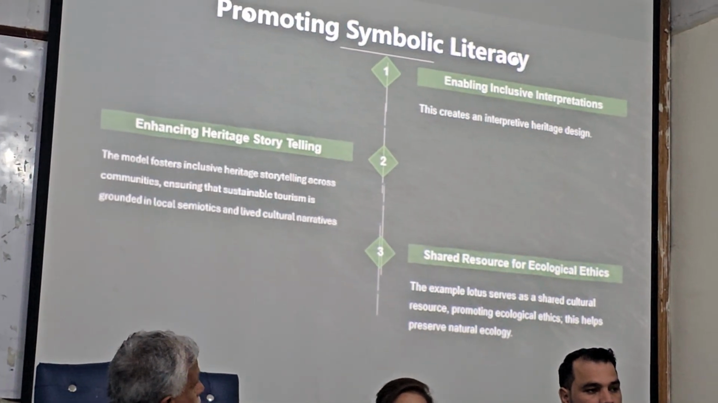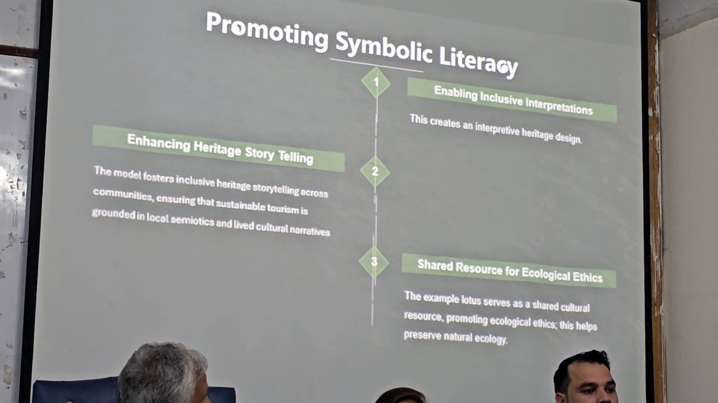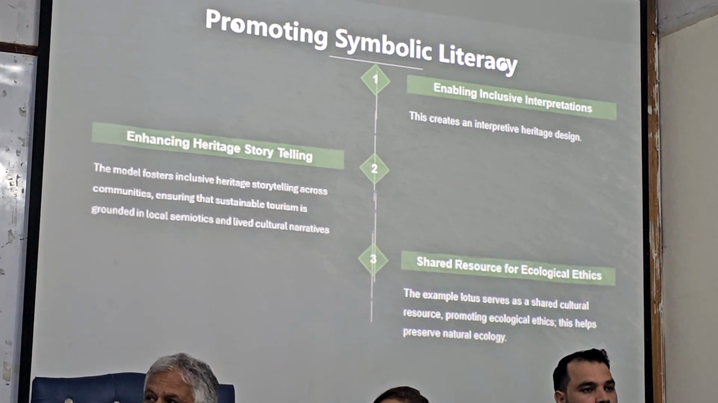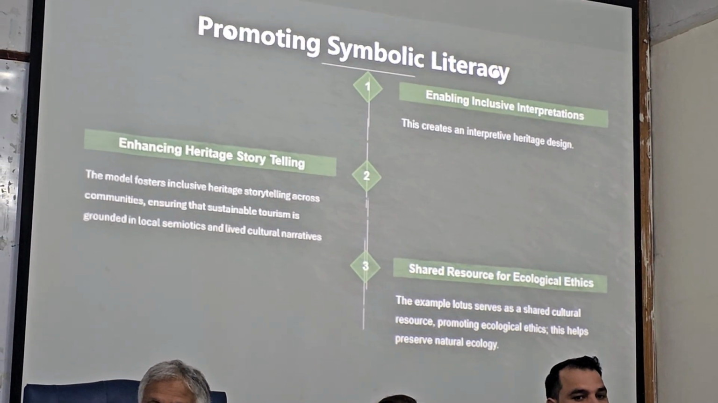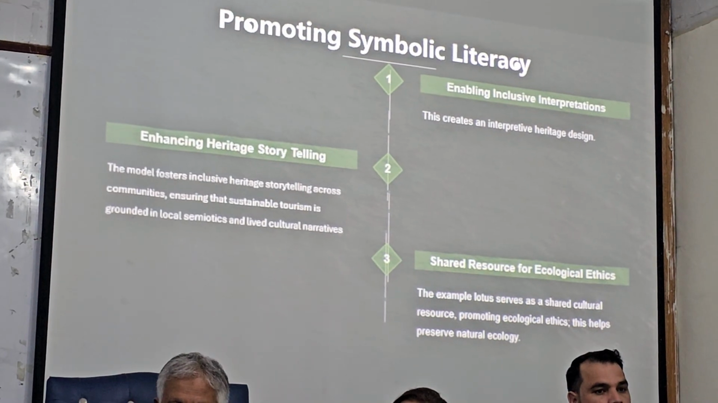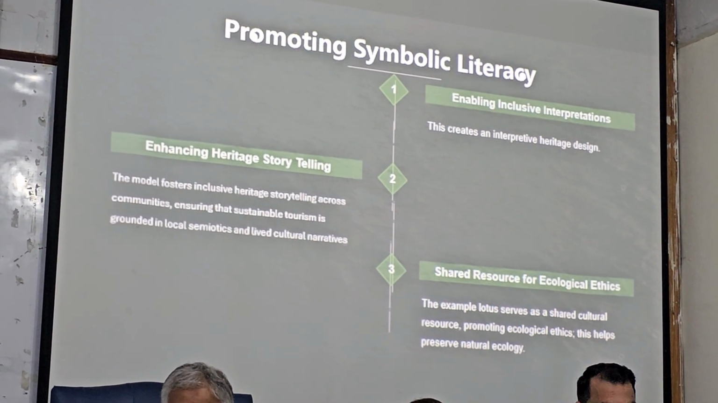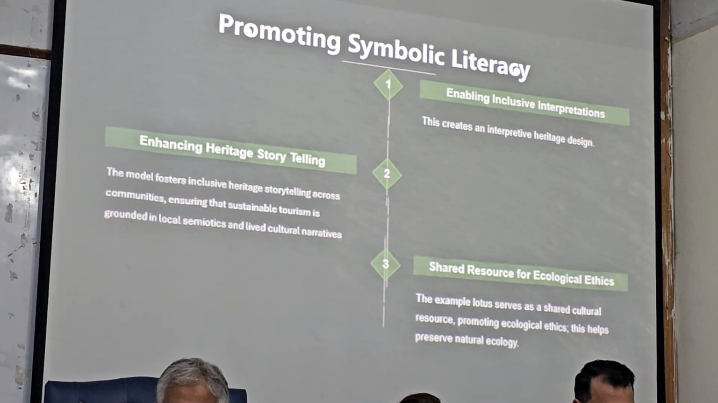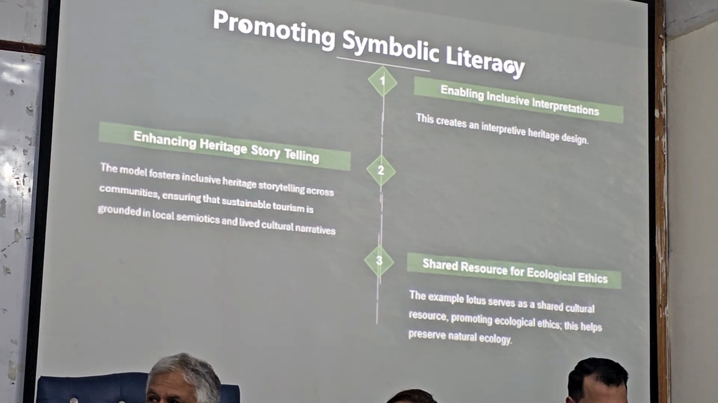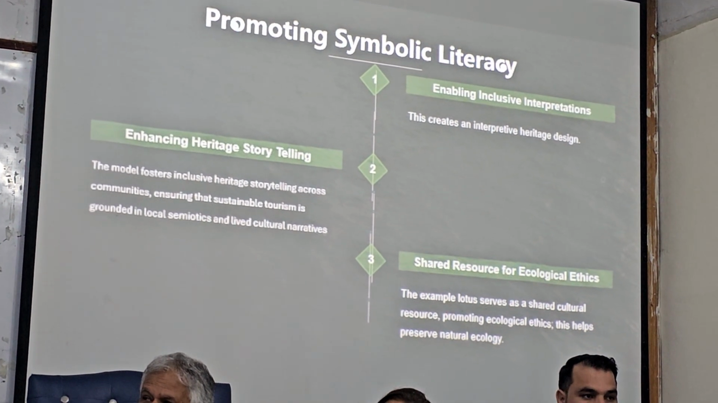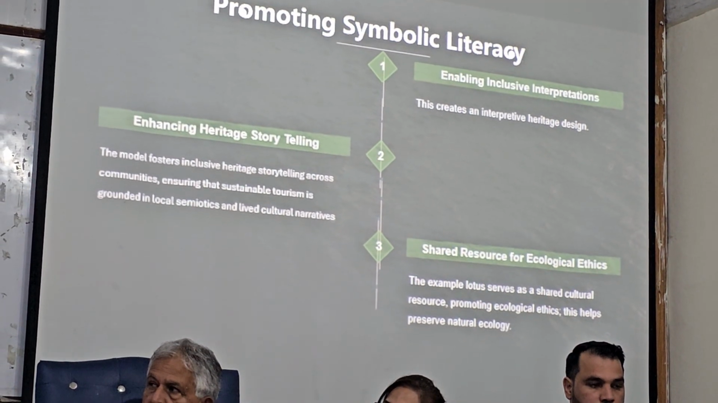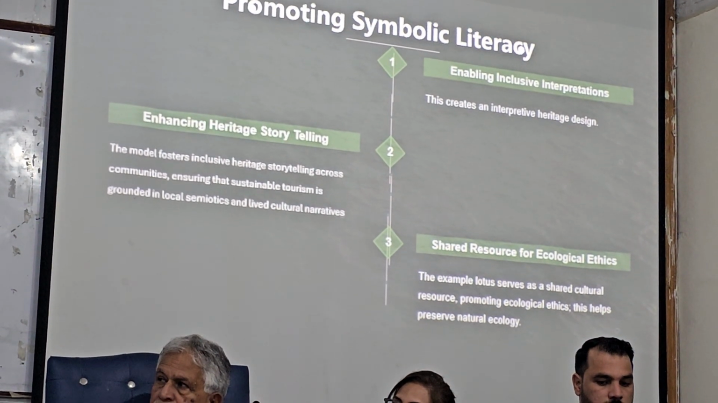Here we speak about the contemporary concept, enhancing inclusive interpretations. Since we don't have accurate models for symbolism or the interpretation of symbolism, this framework provides an interpretive inclusive model for what we can study in heritage design, and then enhancing heritage storytelling. Given the literacy model, the more we are literate about a concept, the better we can get at storytelling, because this is a huge gap right now in our country.